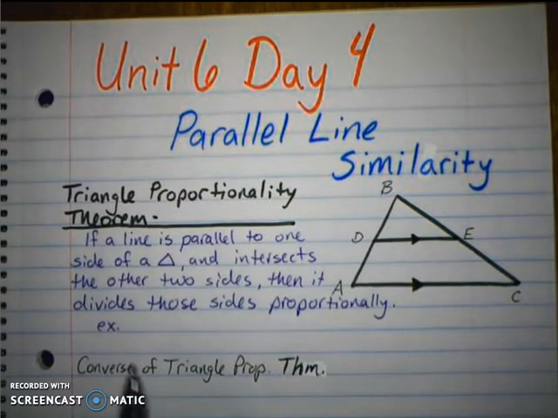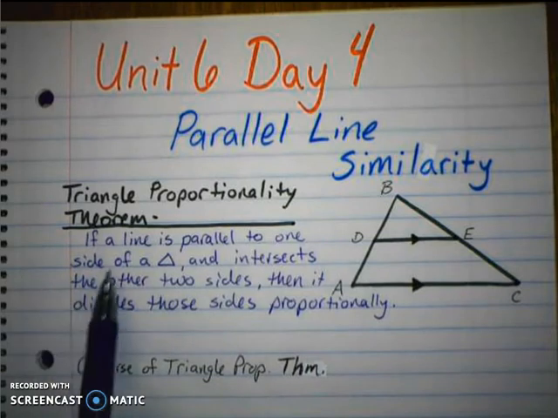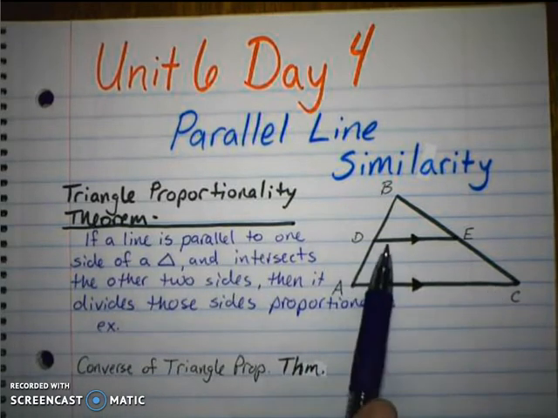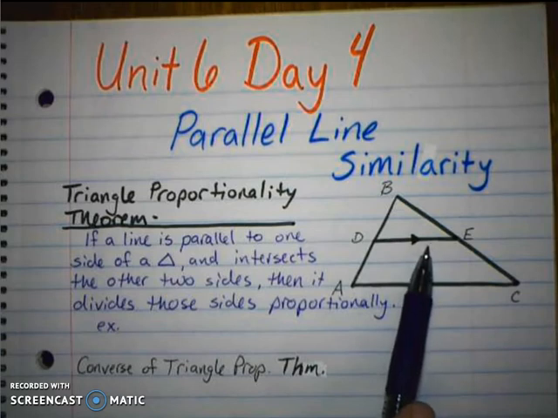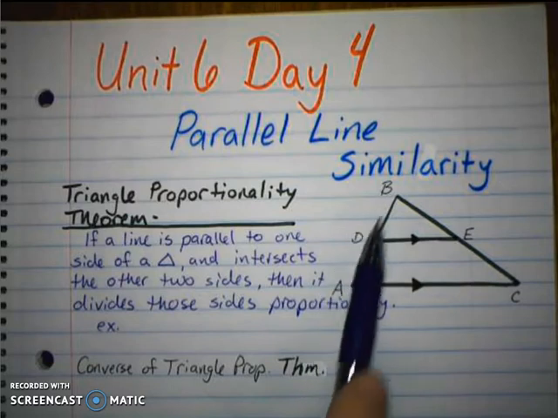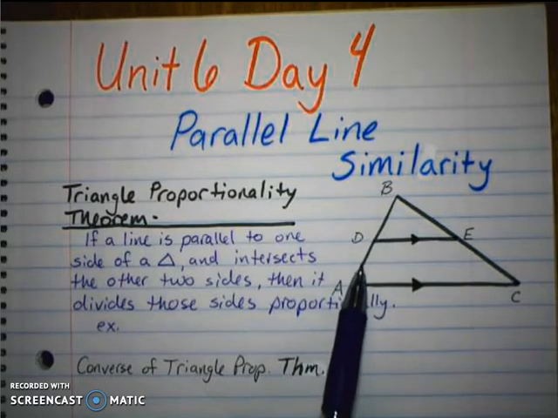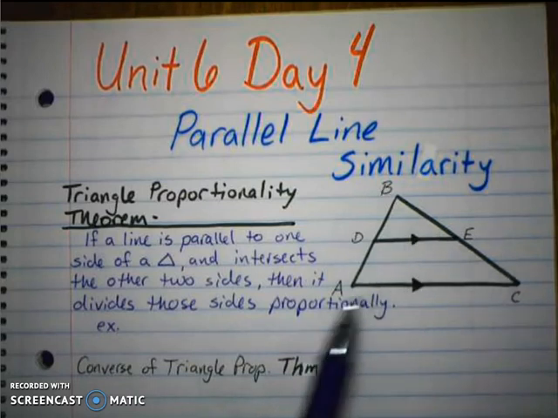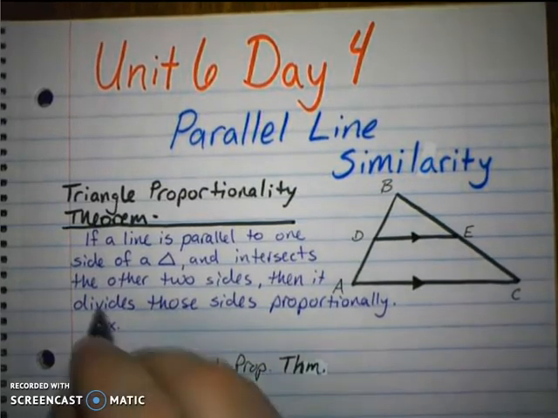We're going to start with the triangle proportionality theorem, which states this: if a line is parallel to one side of a triangle and it intersects the other two sides, then it divides those sides proportionally. Okay, so these segments, AD, DB, and CE and EB are all proportional. And so I'll tell you what that means for this example.